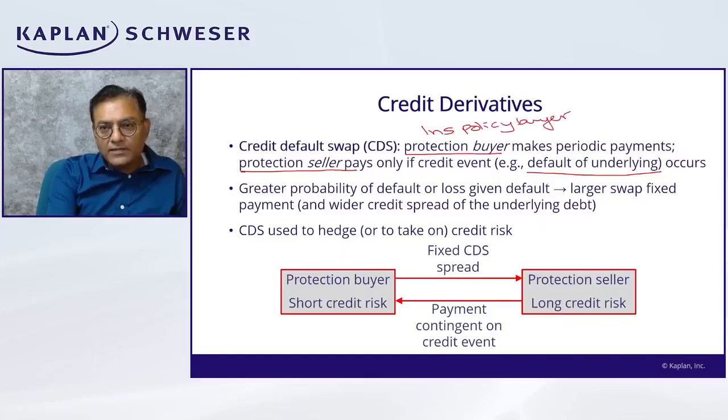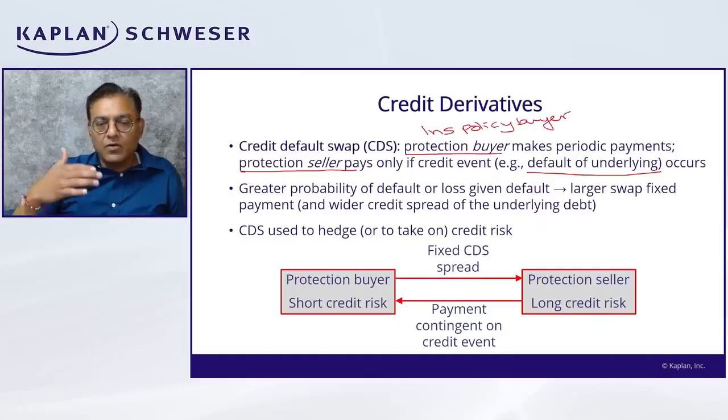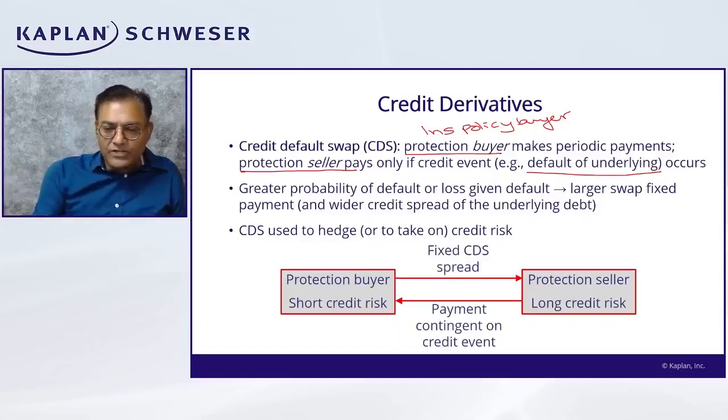So they are taking out an insurance policy on a specific financial instrument, a bond, for example, and the underlying credit event is the default of the issuer of that bond. If the issuer defaults, well, the protection seller, the insurance company, will make the protection buyer whole.